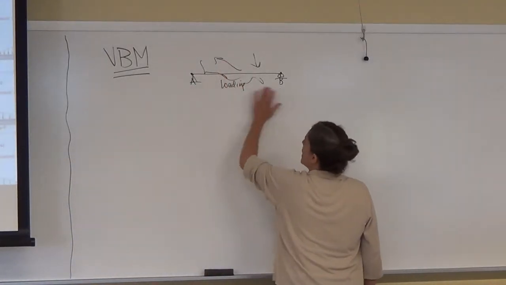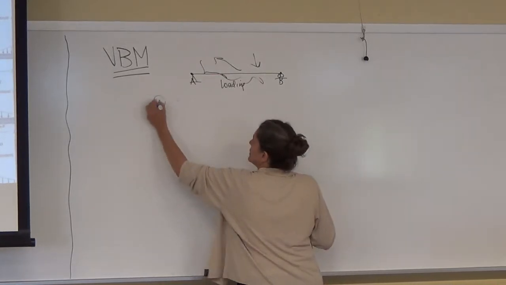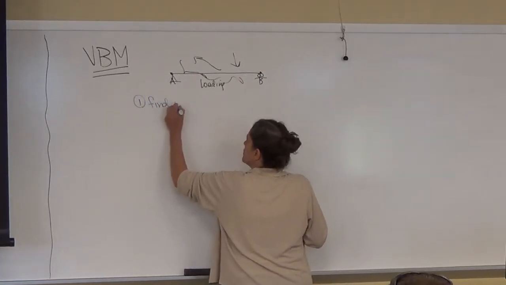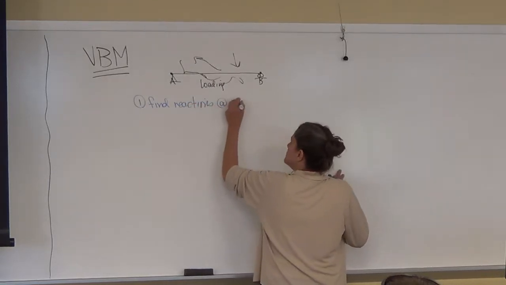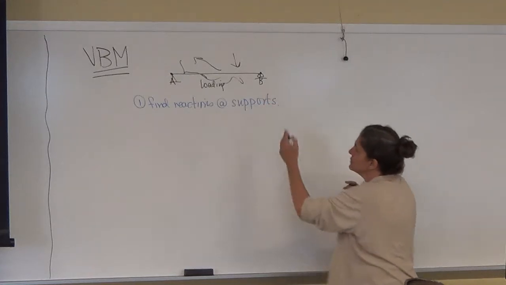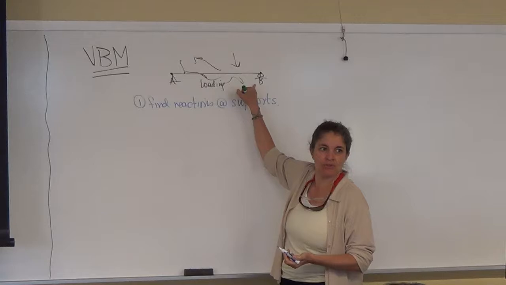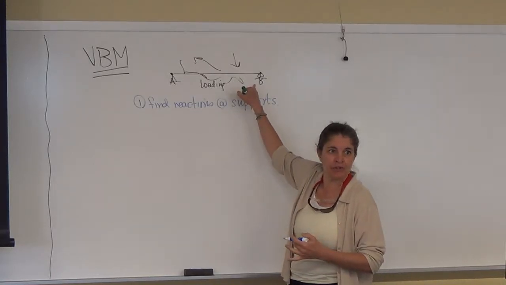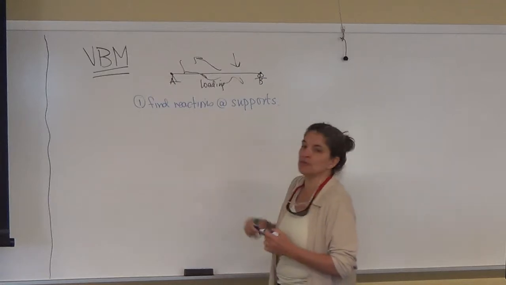Loading, and then there's some kind of connections on the end. What's the first thing you do? Find the reactions at the supports. Now, I don't remember if I actually gave you the reactions at the supports. I might give you the values just so I can test you on the shear and bending moment diagram. But if I don't give it to you, then you have to find that.